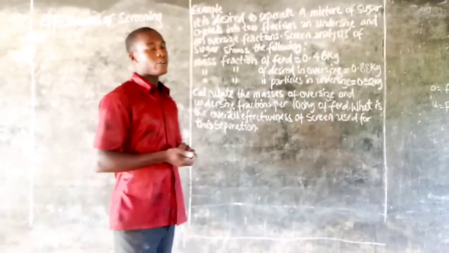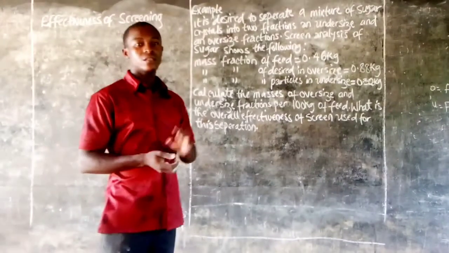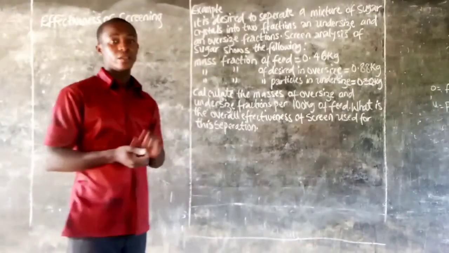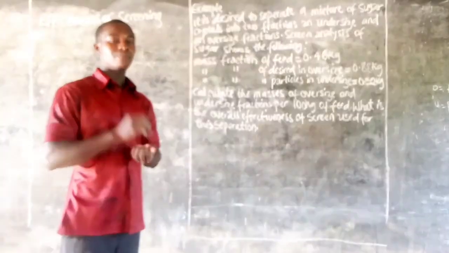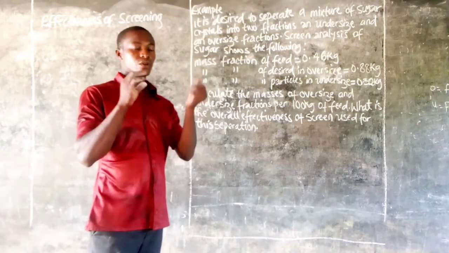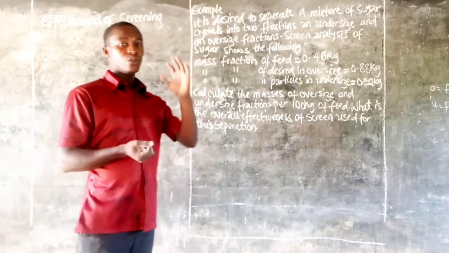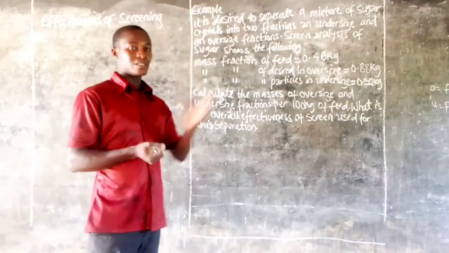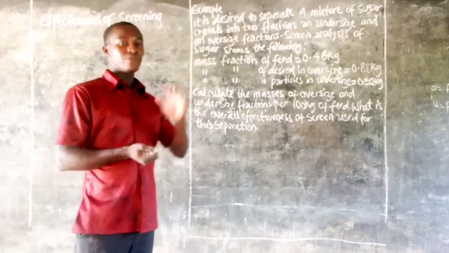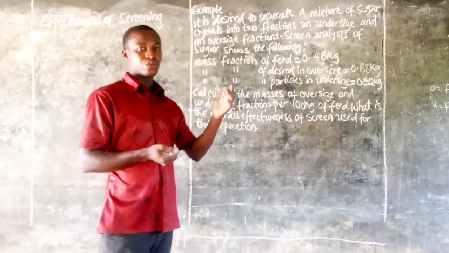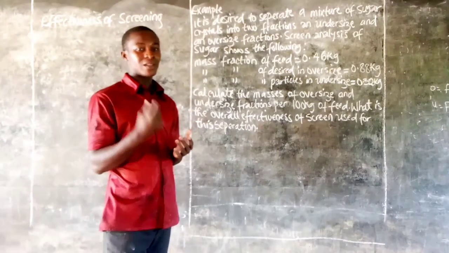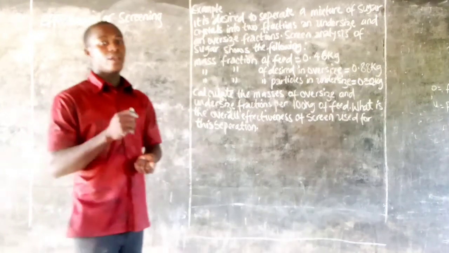In today's video, we are going to look at effectiveness of screening. The effectiveness of screening has to do with the ability to closely separate a feed into an oversize and an undersize, and it can also be defined as the ratio of oversized particles in a feed to the ratio of undersized particles entering into a feed.